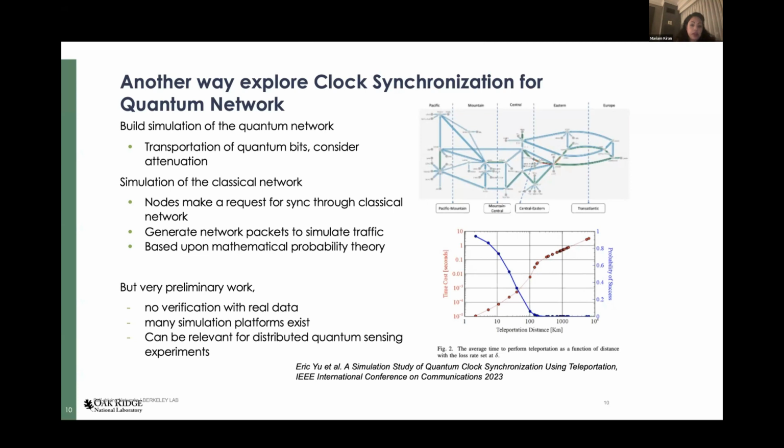Currently, what we've been doing is we've run a simulation of this clock synchronization on a quantum network, and we're trying to see how this can be simulated and made optimal. But the problem is, because in reality quantum networks don't exist, you cannot verify the simulation with real data. There are many simulation platforms that exist, so which one do you use? The one we used, we wrote one in Python from scratch. But this is a very important problem that needs to be solved for distributed quantum sensing experiments. So this is another area which is currently open for research.